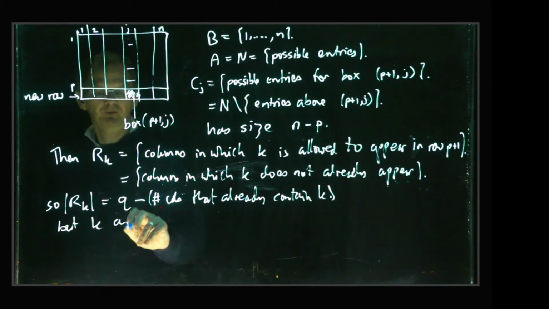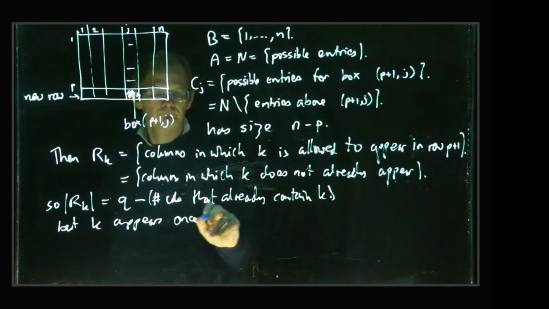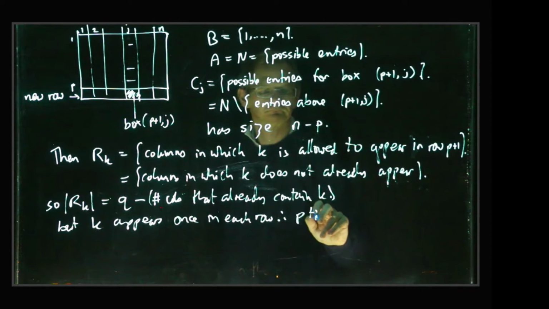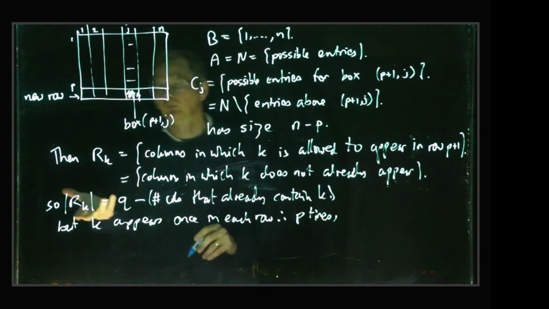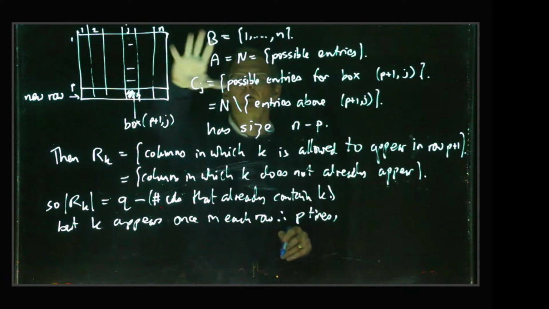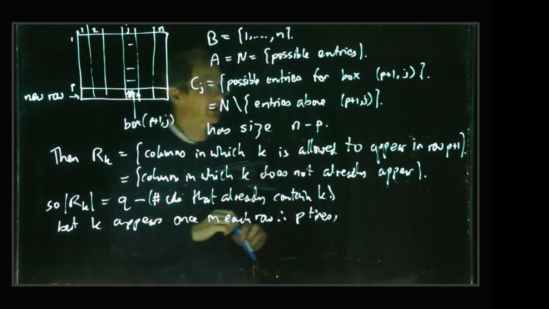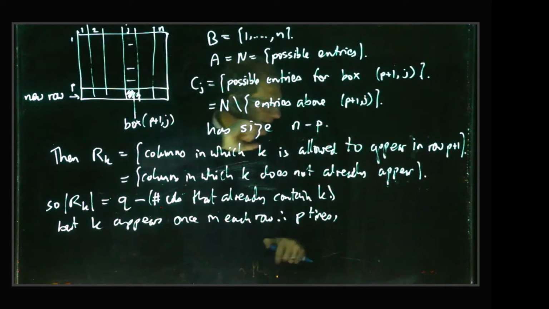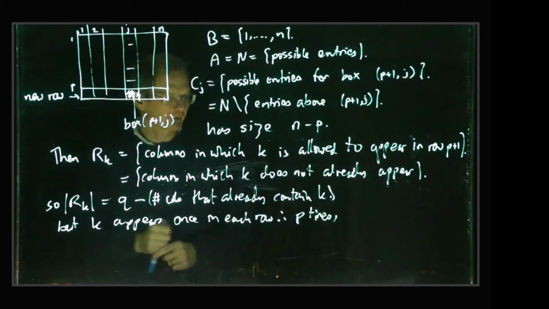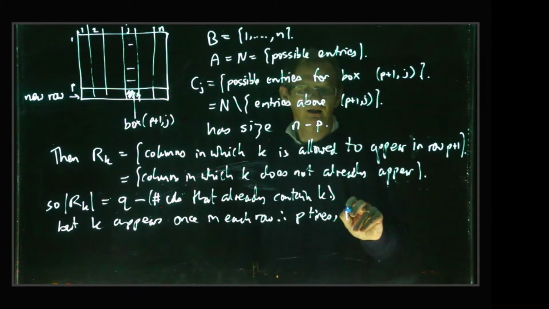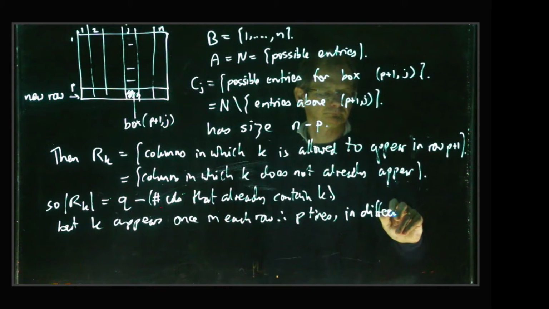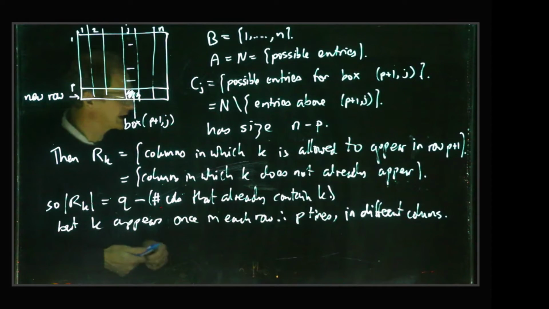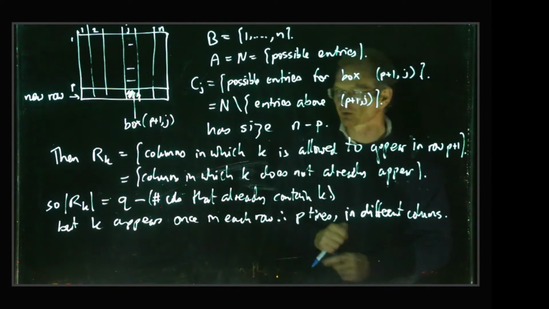But K appears once in each row. Therefore, P times. Each row is of size n, so you've got to have n different entries taken from the set capital N. That means capital N has size n, so you've got to have each entry exactly once in each row. So this K appears once in each row, so altogether it appears P times in different columns. It's not allowed to appear more than once in the same column, because it's a Latin rectangle already, so these are P different columns.